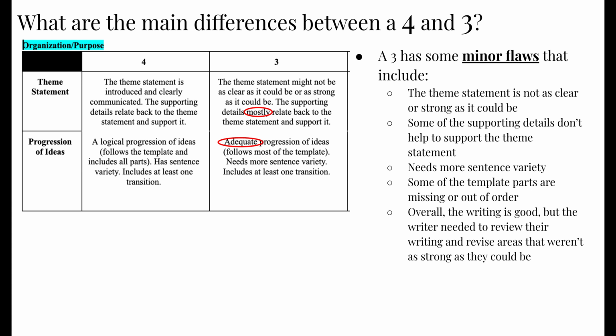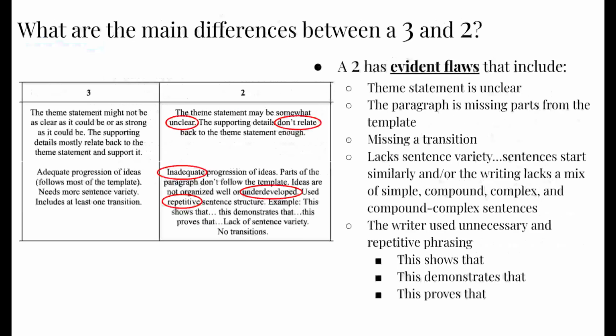You would need a little bit more sentence variety. Some of the template parts might be missing or out of order. Overall, the writing's good, but the writer needed to review their writing and revise areas that weren't as strong as they could be. So again, close to a 4, but you're not quite mastering it, but you're getting very close. Again, just minor flaws. With a few changes, you could easily get to a 4.